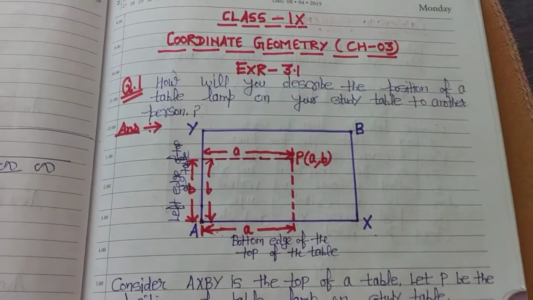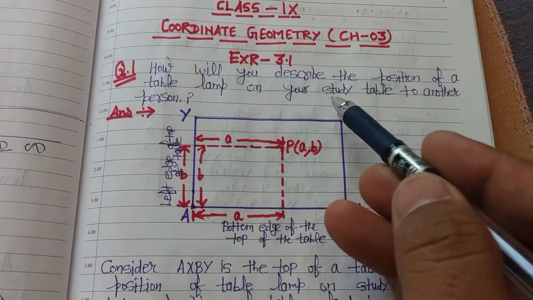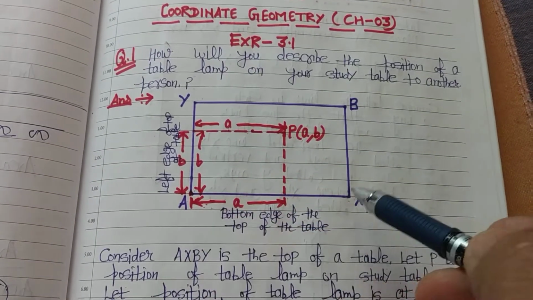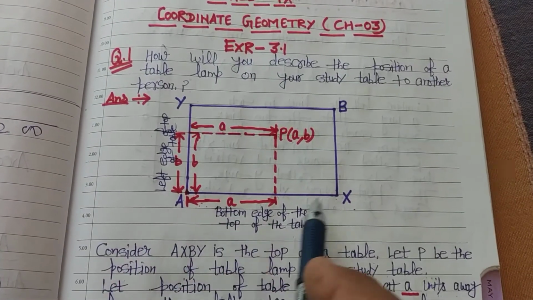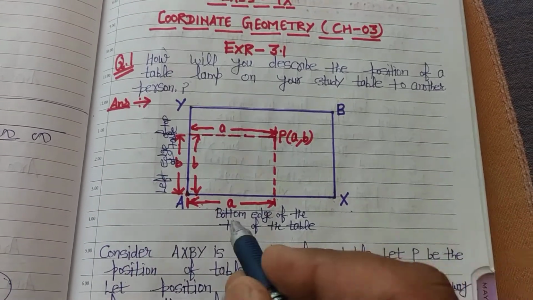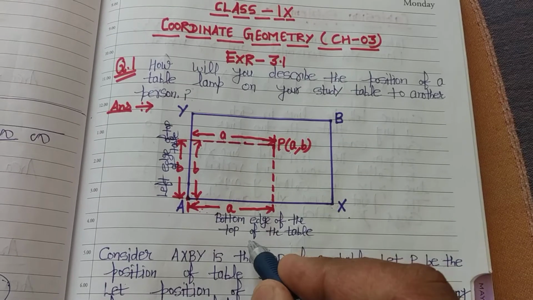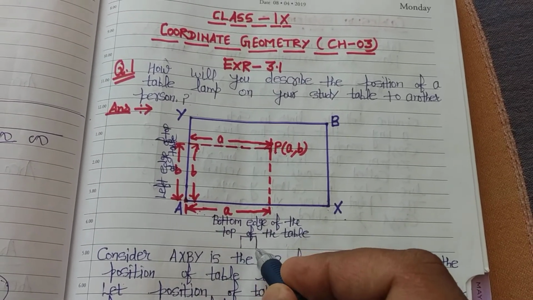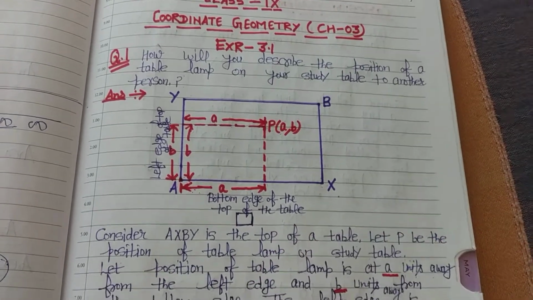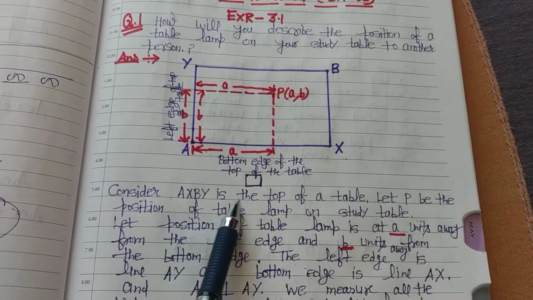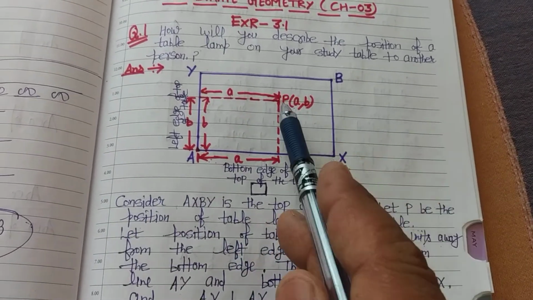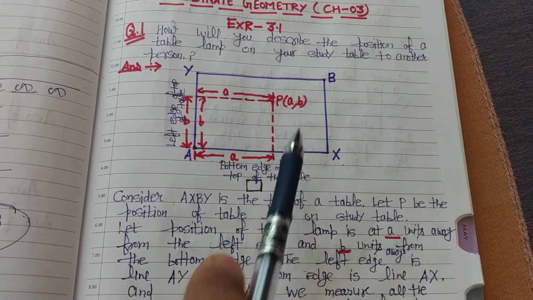So let us draw a figure. AXBY is the top of the study table. It is just like a rectangle, and this one is the bottom edge of the top of the table, and this is the left edge. Suppose this is the position of the student or any person sitting on the chair. So consider AXBY is the top of the table, and P is the position of the table lamp on the study table.